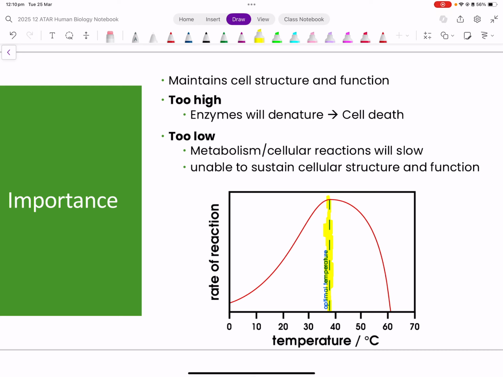When we get too cold, a similar thing happens, but instead of denaturing, our cells are so slow, and these reactions take place without the necessary energy, so that things take much longer, and our body also can't sustain this, and it will lead to death.